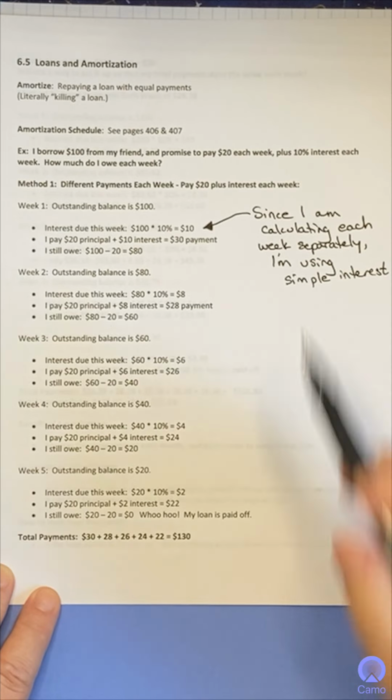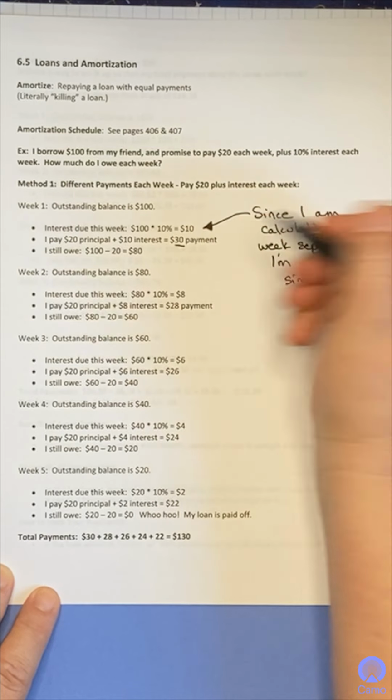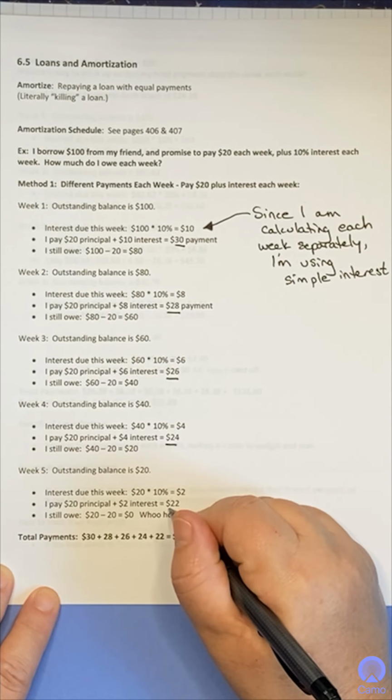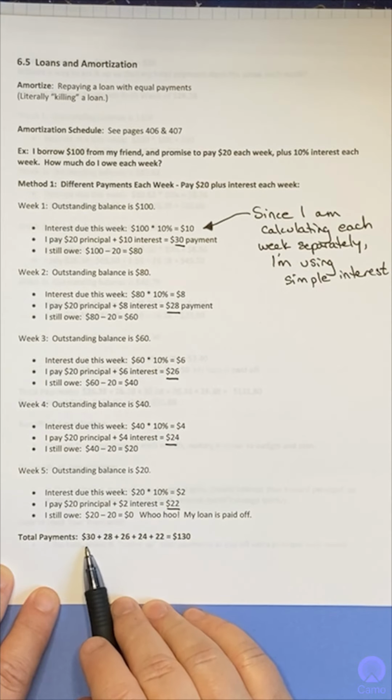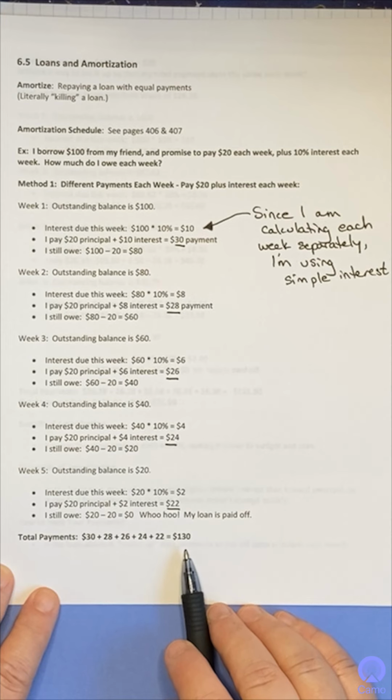Woohoo! If I look through all these different payments, the 30, the 28, the 26, the 24, and the 22. Through the magic of television, I've added it together. I've paid a total of $130.